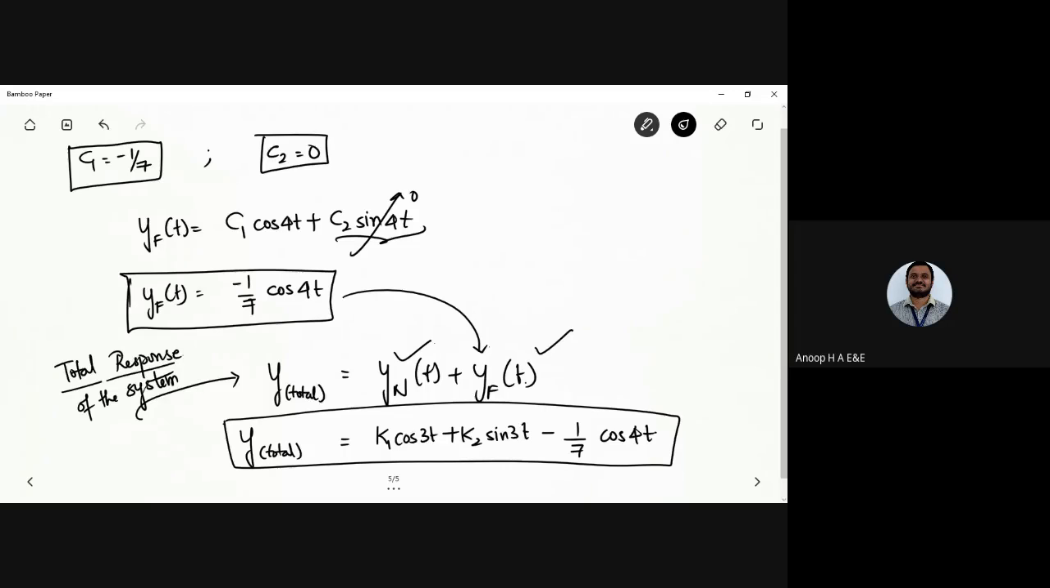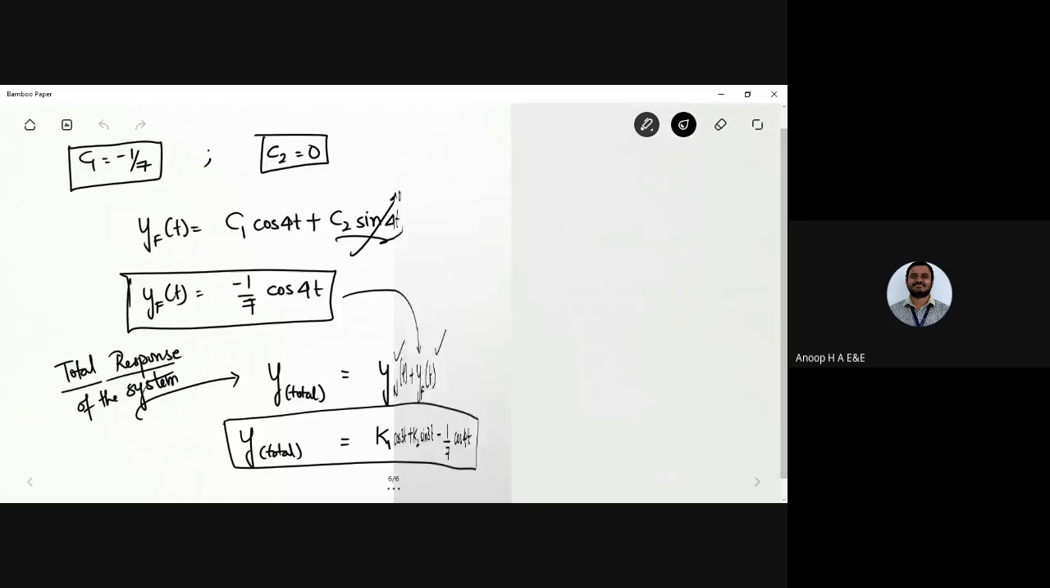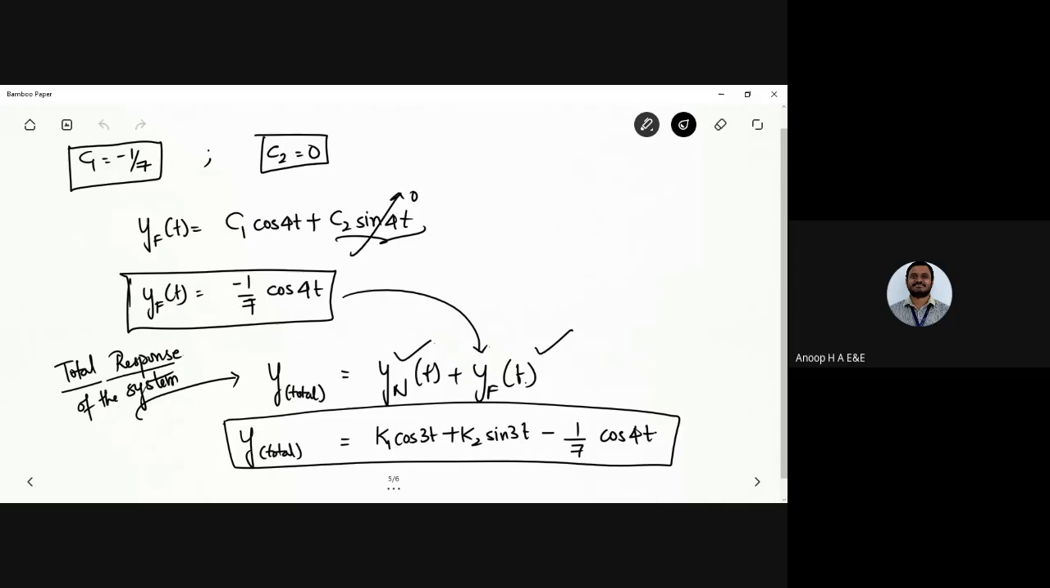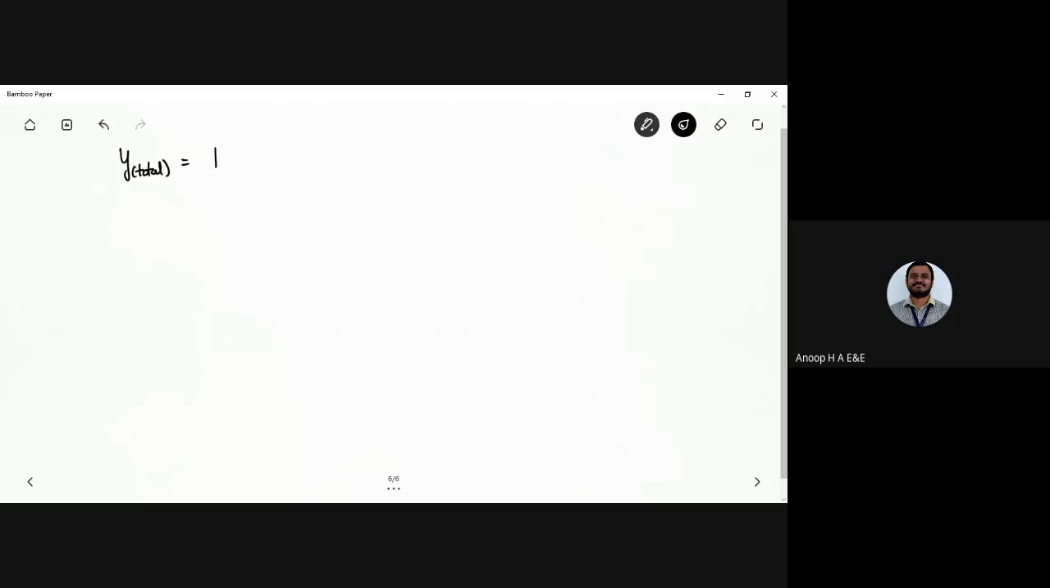Now how many constants are there in the total solution, the total response of the system? K1 and K2, two constants are there. Yes, k1 cos 3t plus k2 sin 3t. I'm writing it again, minus 1 by 7 cos 4t.